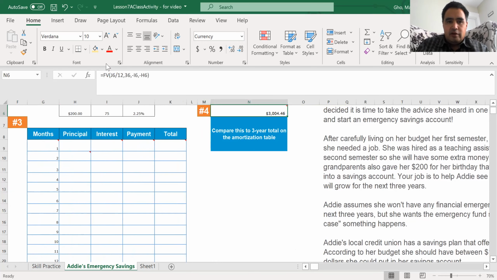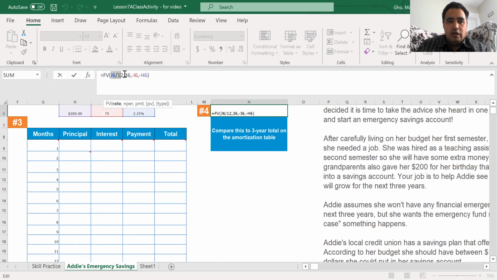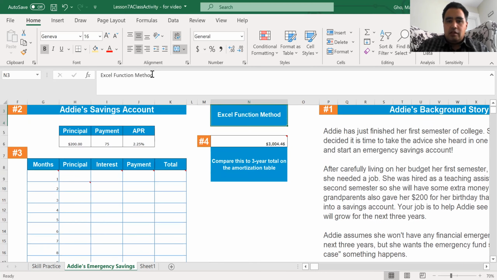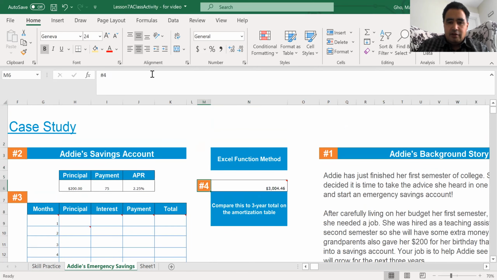And I put this formula in here already. The future value, you have the interest rate divided by 12, the number of payments, and then she's making payments of $75. So that's this cell right here. And then in this column, in these brackets, these are things that you can put in there. So if she has a present value, an initial seed money that she's starting out with, $200 in this case, you can put that in there. So minus 200, or you put in that referencing the cell that has $200 in it. And so after 3 years, she'll have that much.